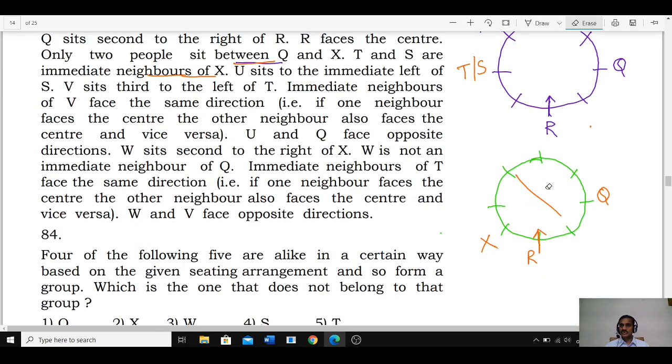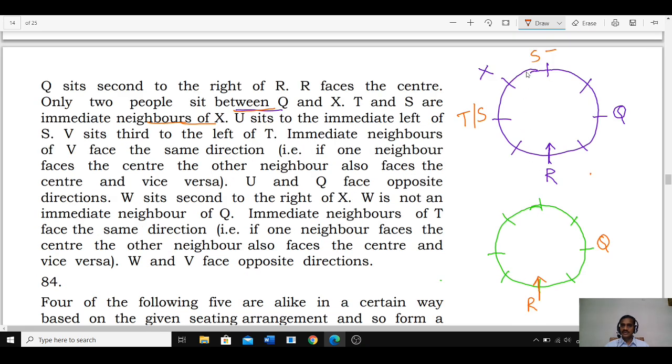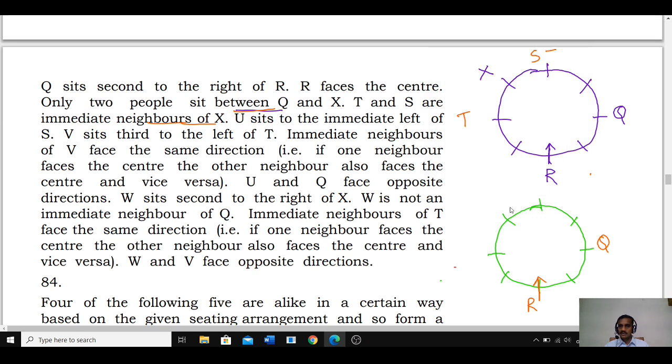Since the diagram is like this, write it here. Now we are writing down both the possibilities here. In the first case, S is at this place and T is at this place. In the second case, T is here, S will be here. Now X is at this place, with S and T. We have two different possibilities. T and S are immediate neighbors of X.